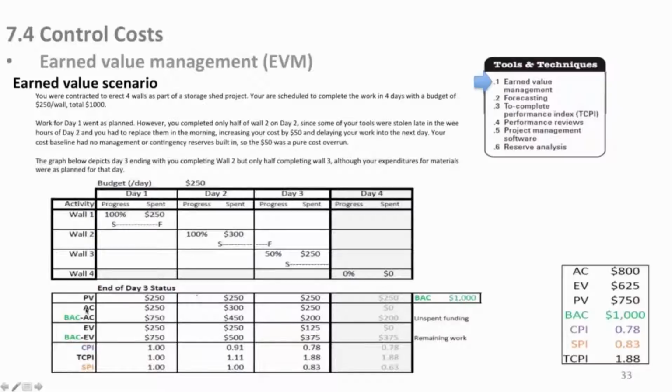Our actual cost was good, $250 for the first day, but we spent $50 more that we're charging against the project to recover our tools because we've had no management reserve or contingency reserve to cover this. So we spent $300 actual cost on day 2, and we did spend $250 per budget on day 3, but primarily because part of that was allocated to the completion of the wall on day 2 that we didn't get finished, and part of the wall on day 3. So we spent all our money on day 3. But up here again, remember, we're only 50% done with that wall.